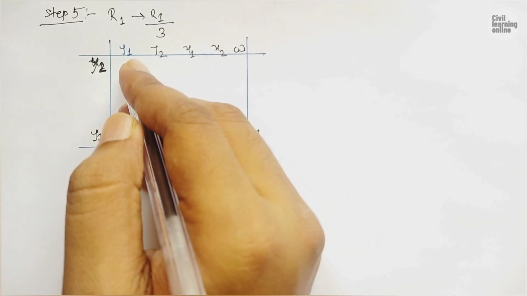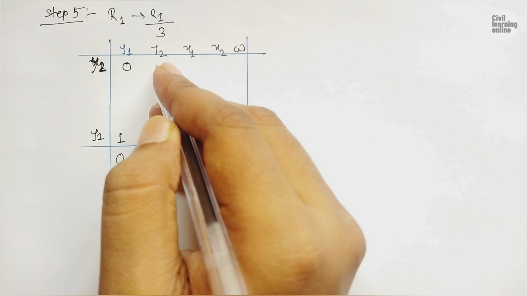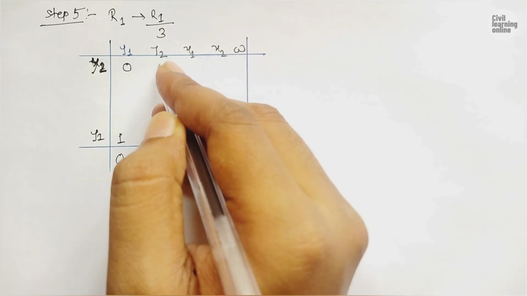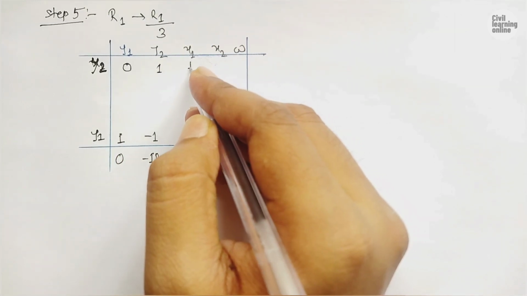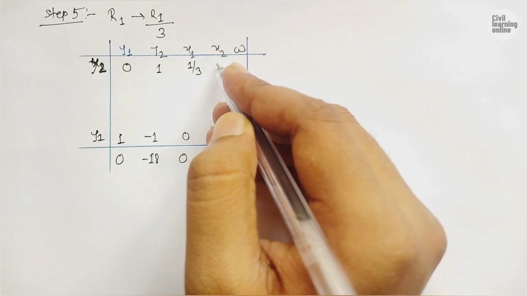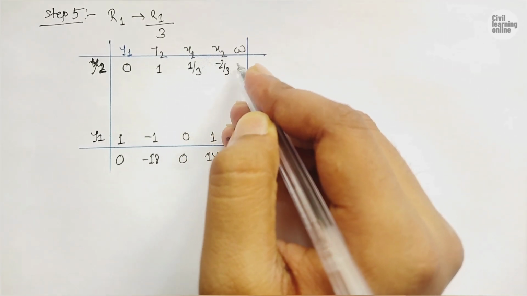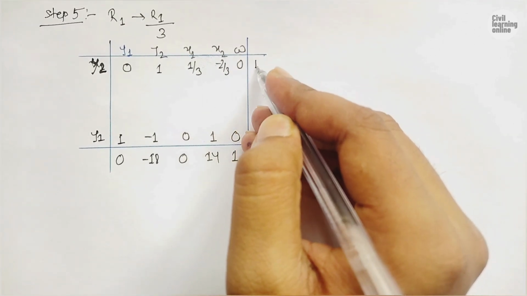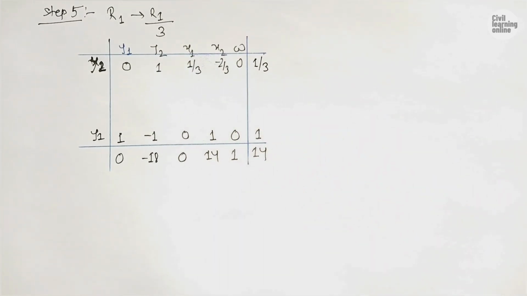So 0 divided by 3, we get 0. 3 divided by 3, we get 1. 1 divided by 3, we get 1 by 3. Minus 2 divided by 3, we get minus 2 by 3. Again 0 and 1 by 3. And this was step 5.